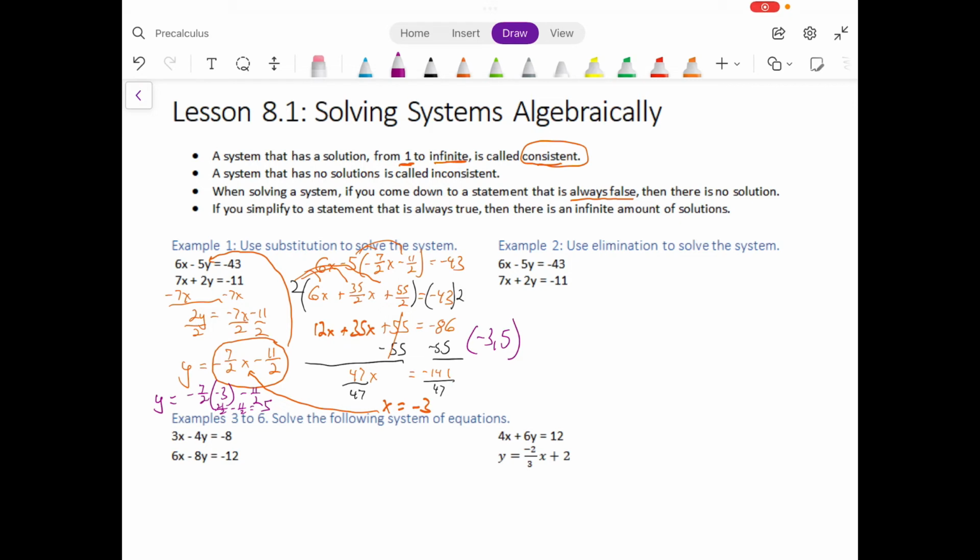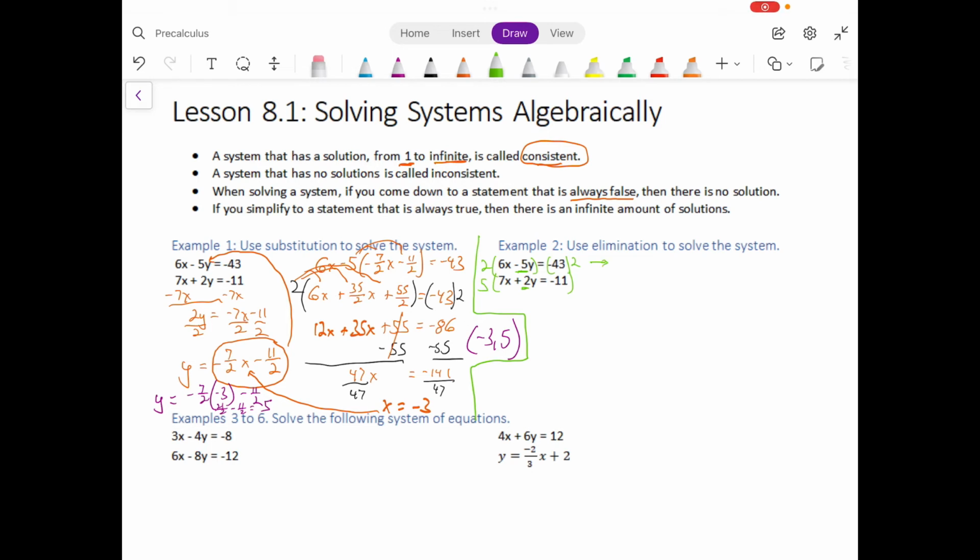Now we're going to work on example 2. Example 2 says use elimination to solve the systems of equations. Well, in order to use elimination, we want to have opposites or the same coefficient for one of the variables. It looks like it's probably going to be easiest to work with eliminating the y. So we have a -5 and a 2. So in order to get those to be the same, we'll go with getting it to be 10. So we'll multiply the top by 2. We will multiply the bottom equation by 5.